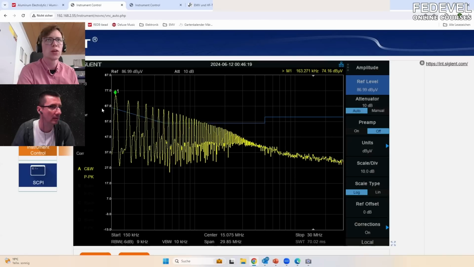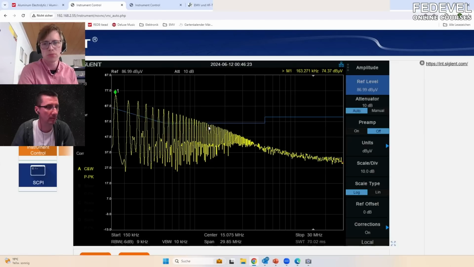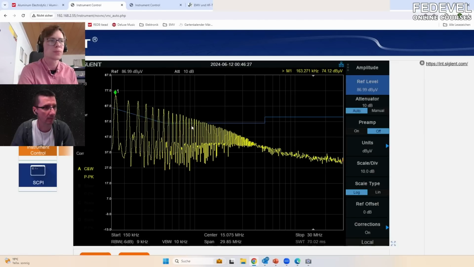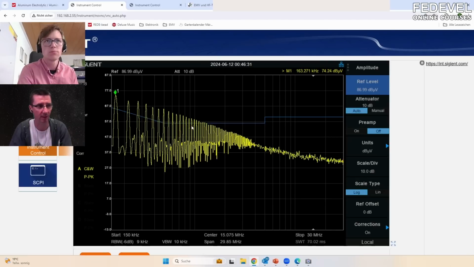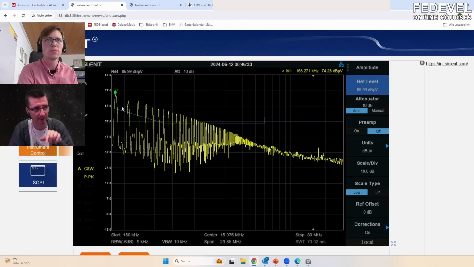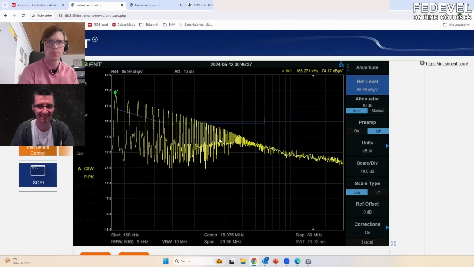Our goal is now to go beyond or under the limit here. The power supply right now is not good because the yellow is above the blue line, and we would like to make it nicer.